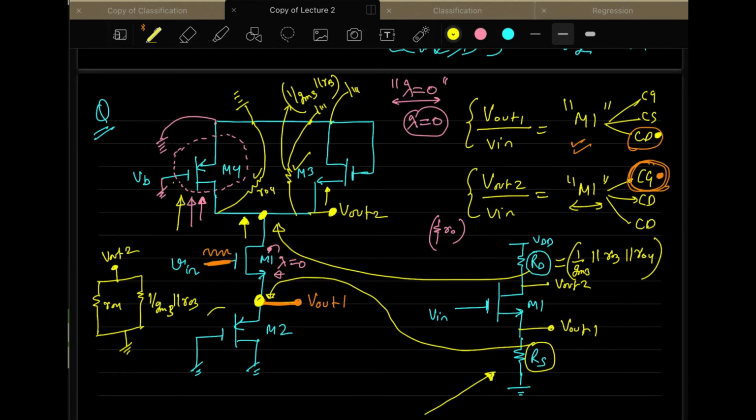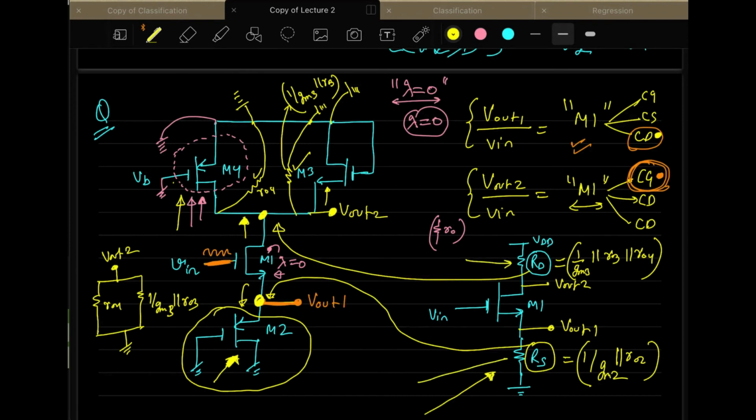And for this particular topology, you already know, so many times I have told, that when you look into the source terminal of the MOSFET M2, the value of the resistance offered by this MOSFET M2 will be 1 over GM2. But note that lambda is not equal to 0 for this MOSFET. So if lambda is not equal to 0, there will be an RO2 resistance also connected in parallel with 1 over GM2. So now you have RD and you have RS, both of them are there. You have this MOSFET M1.